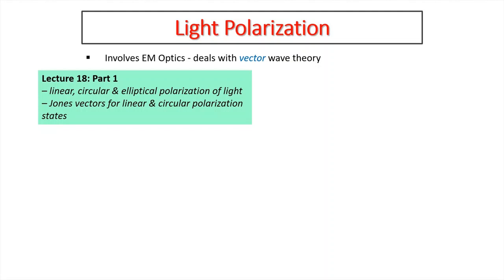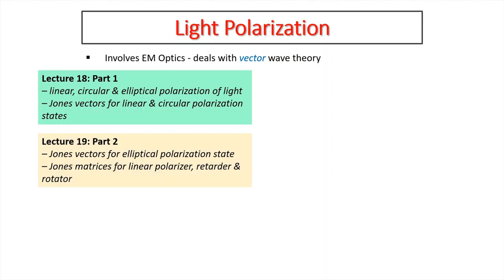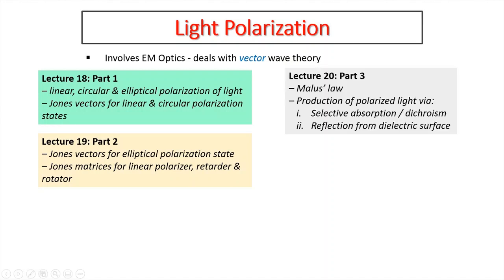And Jones vectors will be introduced to represent these polarization states. Whereas in Part 2, we will discuss Jones matrices for linear polarizer, phase retarder, and the rotator. Malus's law will be described in Part 3, and we'll look into how polarized light is produced through selective absorption or dichroism and reflection from dielectric surface.